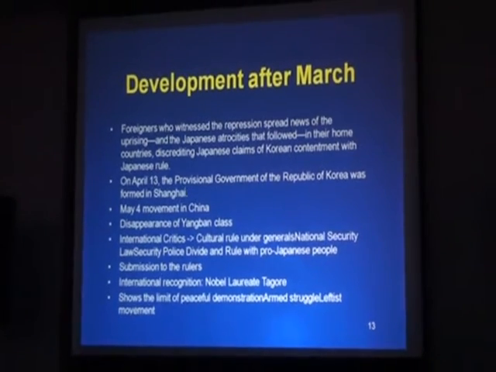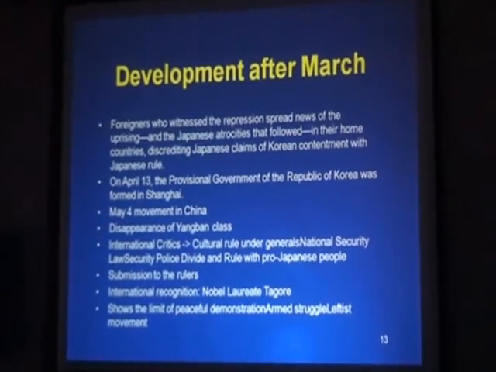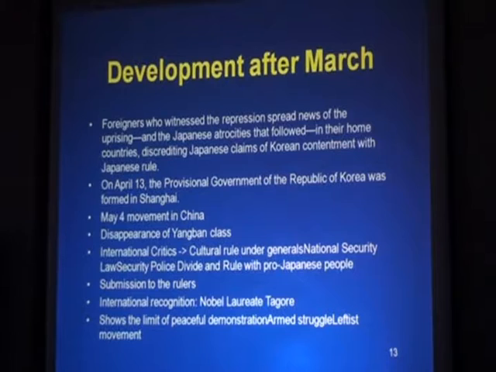But development after the event does not seem to be so positive, but this is some of them. Foreigners, especially missionaries, spread the atrocities with their pictures around the world.